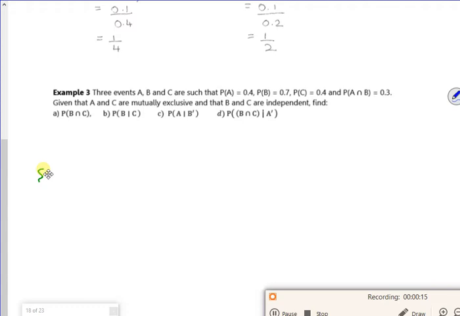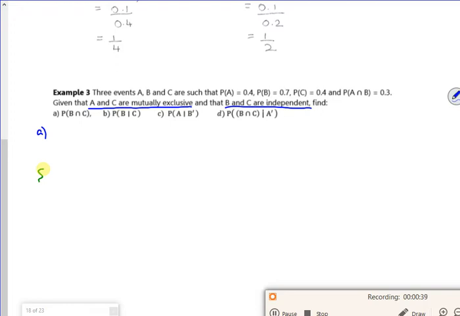Right, so it says three events A, B, C are such that A and B are mutually exclusive and independent, so that's important. So given that A and C are mutually exclusive and B and C are independent. Right, so we've got to be really careful with that. So for part A, for B and C. So what do we know?